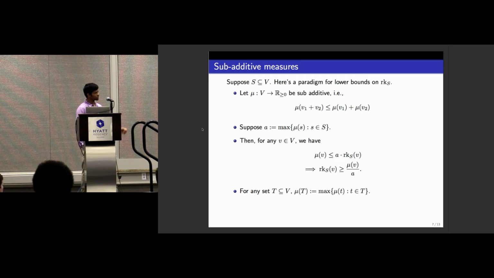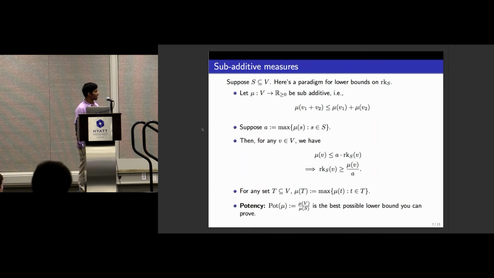Now I'm just going to give you a slight definition. For any subset T of my vector space, I will write mu of T to denote the maximum possible value the subadditive measure takes. And I want to make this definition, which I call potency. So mu is a subadditive measure. I've told you how to gain lower bounds from this. I want to say the potency is the maximum possible lower bound you can get by such a subadditive measure. And it's going to be the maximum value this subadditive measure takes on any point divided by the maximum value it takes on the set of simples.